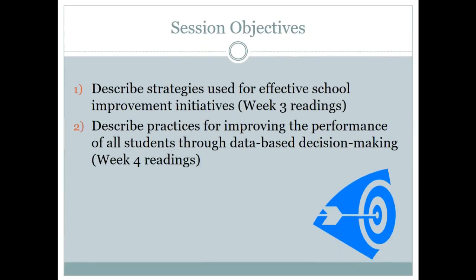We have 2 session objectives. That is to build on the work done last week and identify strategies used for effective school improvement initiatives. Ultimately, you will be creating a school improvement plan for part 3 of assignment 2. So it's really important that as you're doing the readings, you think about these best practices for schools that have beat the odds so that you can integrate them into your plan. And then our second objective is to describe practices for improving the performance of all students through data-based decision making.